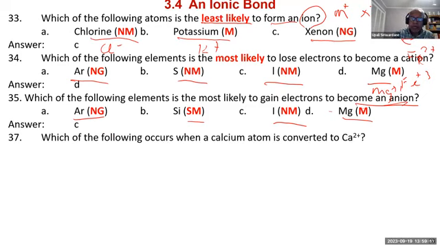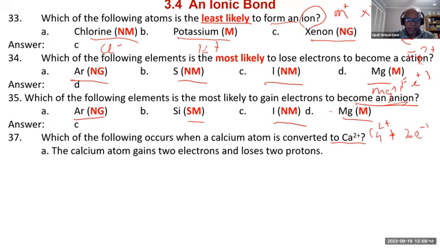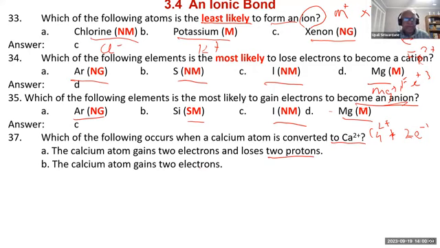Which of the following occurs when calcium is converted to calcium 2+? Calcium loses two electrons and becomes calcium 2+. Calcium gains 2 electrons? No, not gaining. Protons are never changed in a chemical reaction, so only electrons change. This is the correct answer.